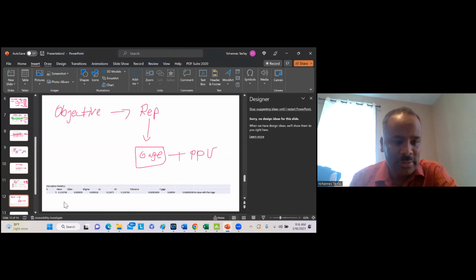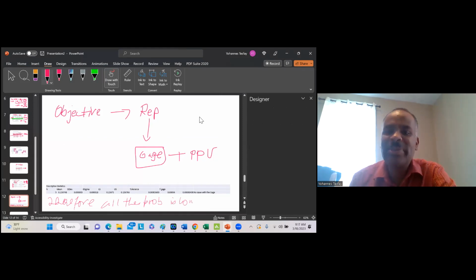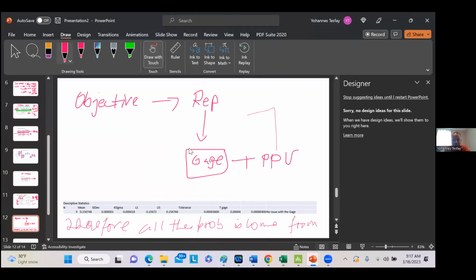Therefore, all the problem is coming from, what? Yes, part to part variation, because gauge variation is eliminated. The gauge variation is not significantly affecting my measurement. So the cause now is part to part variation.